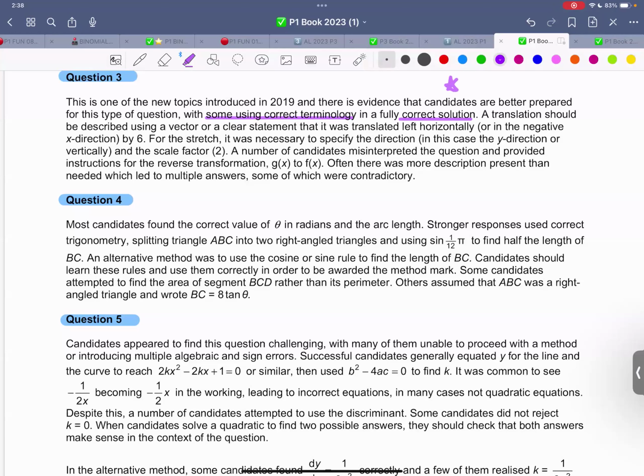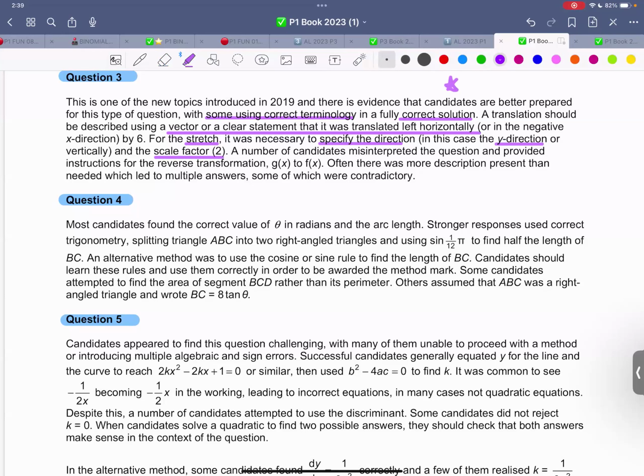A translation should be described using a vector or a clear statement that it was translated left horizontally or in the negative x direction by 6. I'll write the statement, I'll give the translation vector. When we talk about stretch, it was necessary to specify the direction, in the y direction or vertically, and the scale factor 2. So now all these things were necessary. Let me just highlight this. So specify the direction and the scale factor.